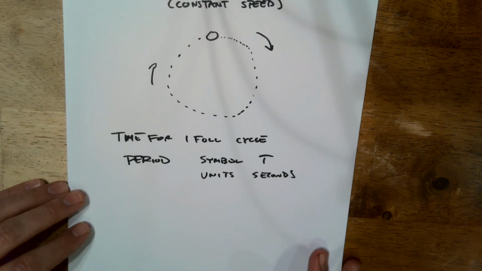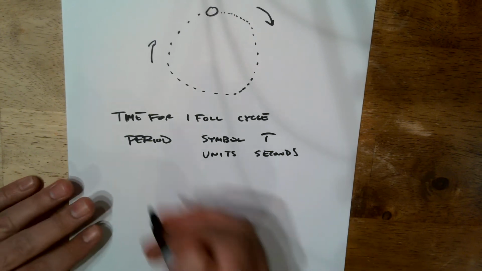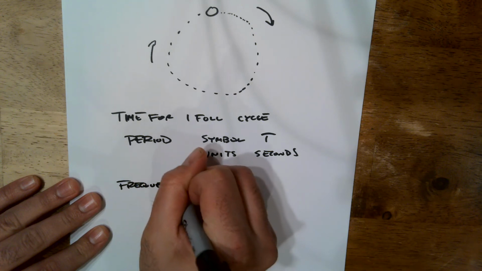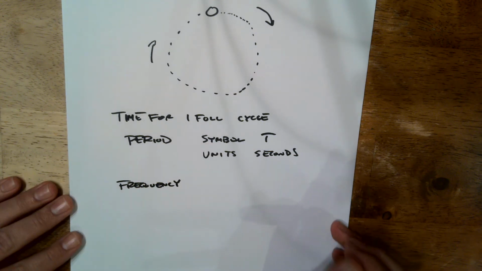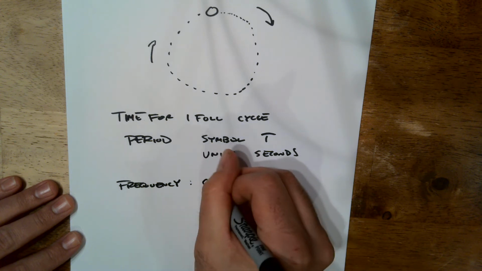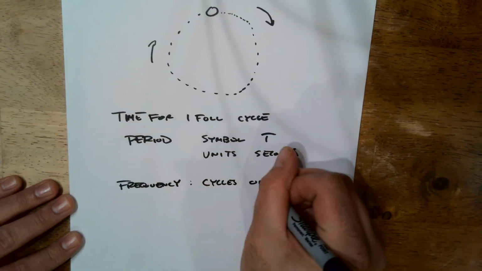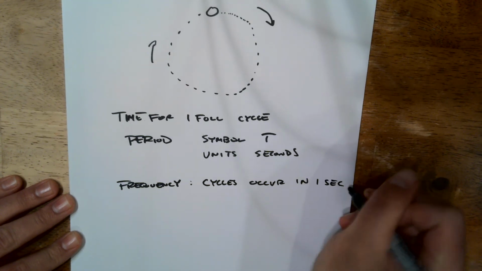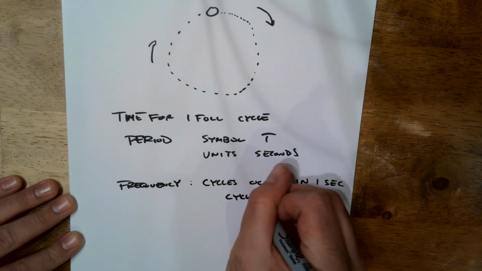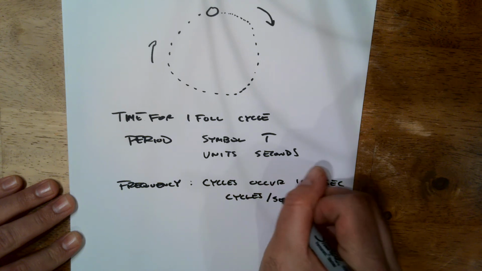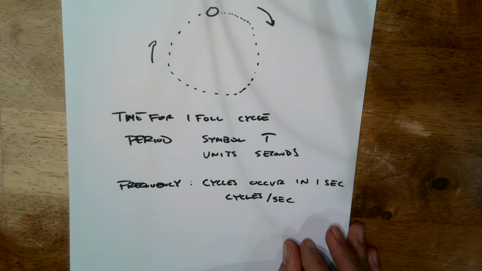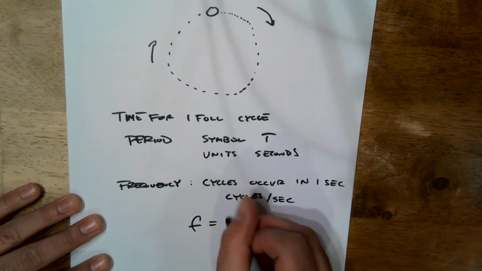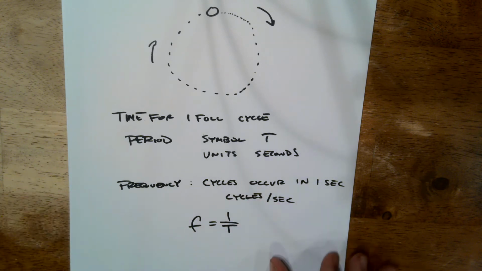Now, what we're going to do is also describe it another way. We can talk about frequency. Frequency is basically a measurement of how often something occurs in a given time period. So what we're going to think about is how many cycles occur in 1 second. Basically, that would be saying something like cycles per second. So it's actually going to be inversely related to the period. The symbol for frequency is lowercase f. 1 divided by the period, that'll give you your frequency.